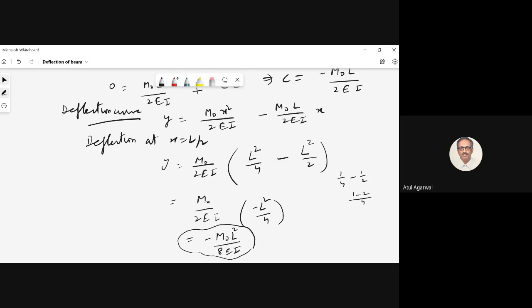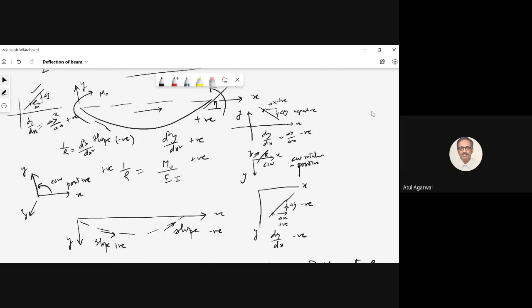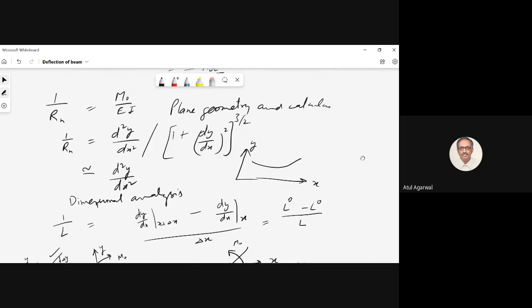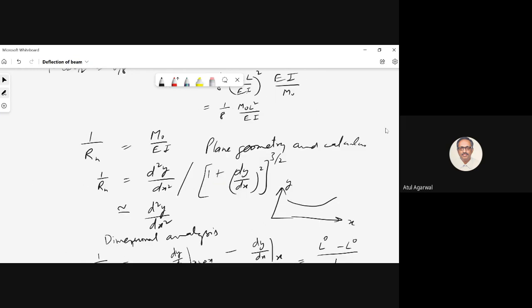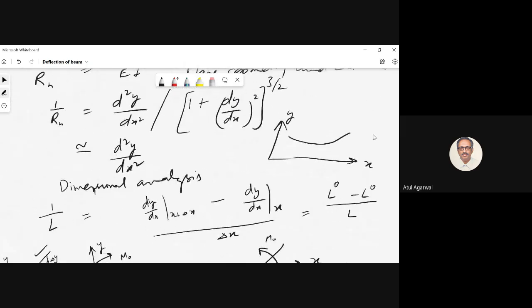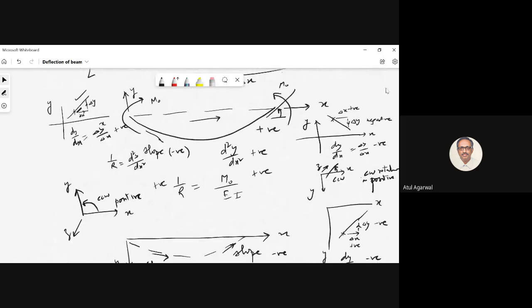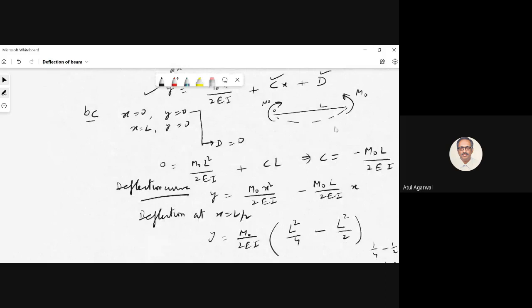So I think this is what we had got earlier when we had used just simple geometry to find the deflection at the midpoint of the beam. Here I have not put a minus sign because I just found the numerical value. But since the deflection is downwards, this has to be a negative sign. So I showed you the deflection of the beam at the midpoint, found by simple geometry as well as by solving the differential equation.